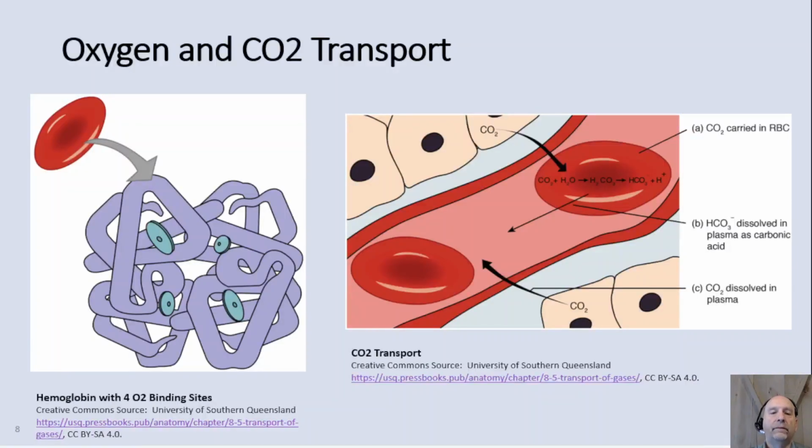There are 3 ways carbon dioxide is transported in the blood. 10% is dissolved in the blood plasma, 70% is dissolved in plasma as bicarbonate, and 20% is transported by the red blood cells bound to hemoglobin.